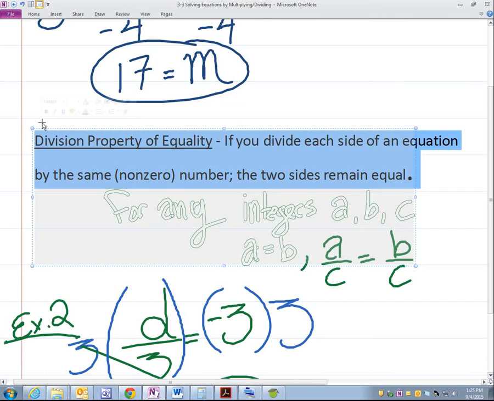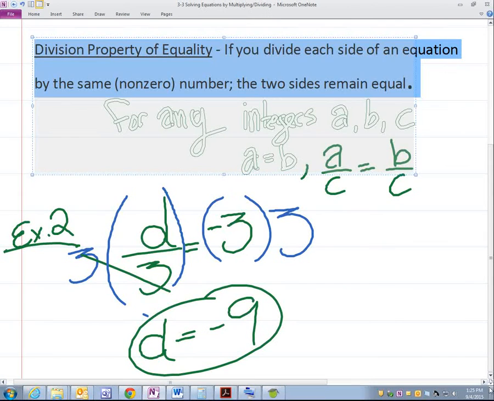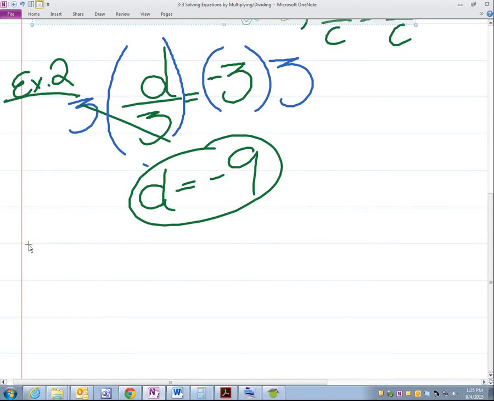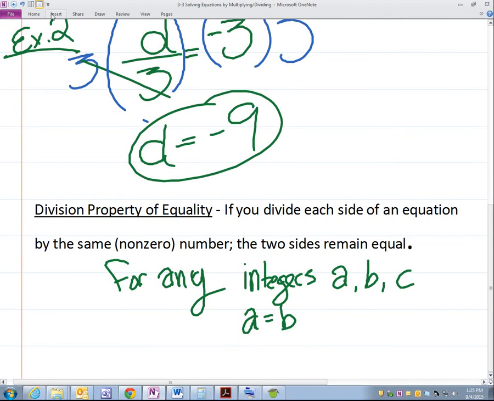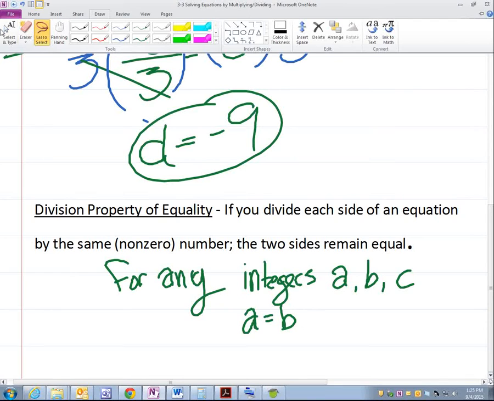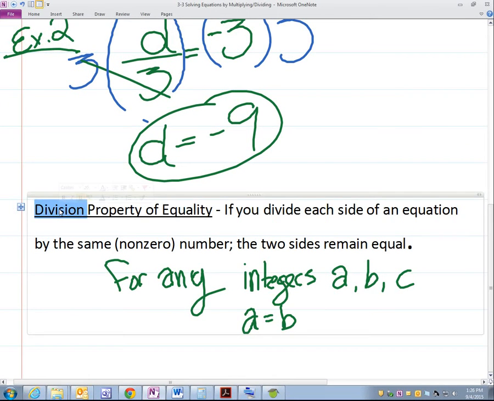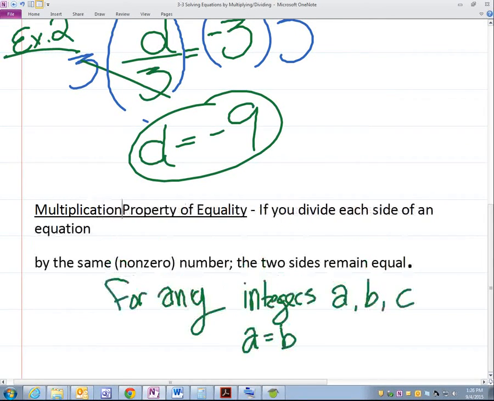All right. I'm going to just bring this down here, and it's going to be very similarly worded. I bet you know what the first word's going to be. Multiplication. Oh, wow, you're right.